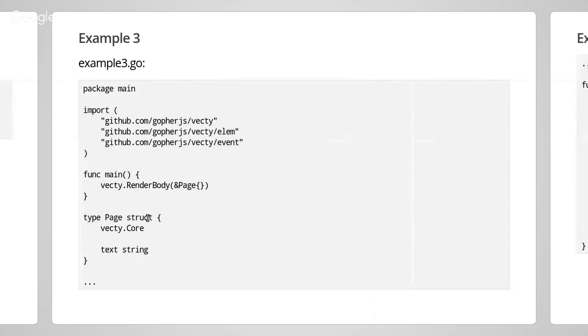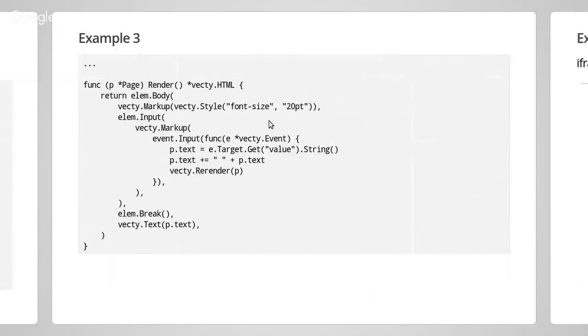And the HTML body is a custom component that I have declared here. It's a page, simply a struct. We embed Vecti core as one part to make it a component. And then I just declared a text string there. The Vecti core is the first part to make it work. But the other part is we need to tell Vecti how it should render this type page. And we do that with a render function. The output of this is Vecti HTML.